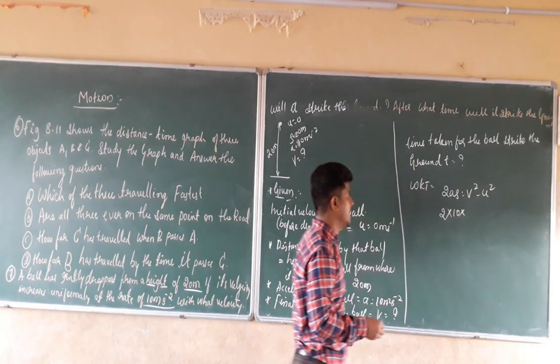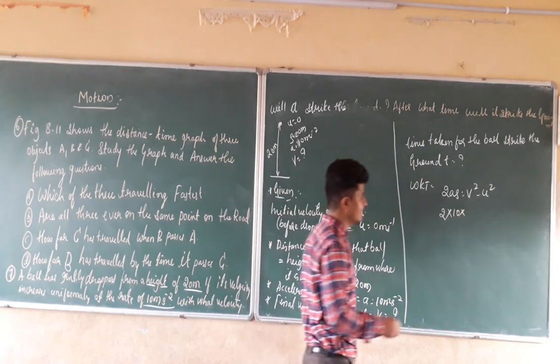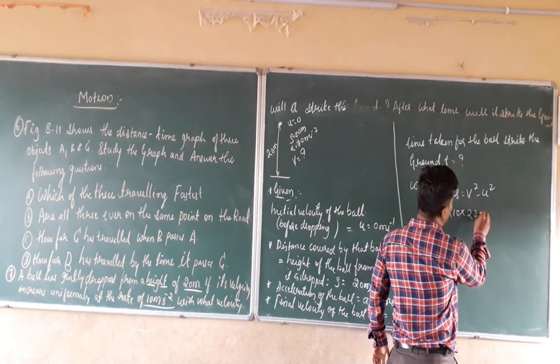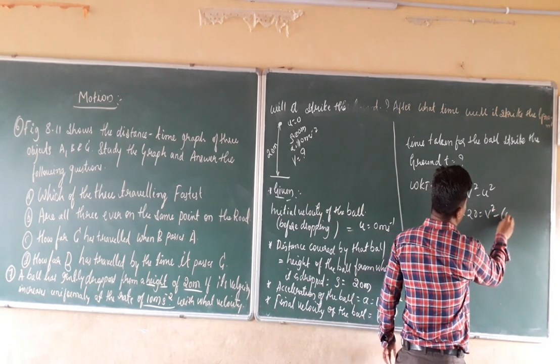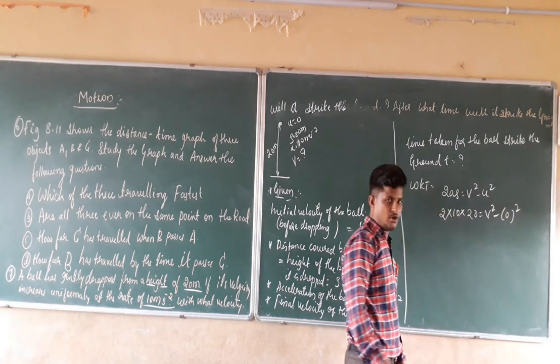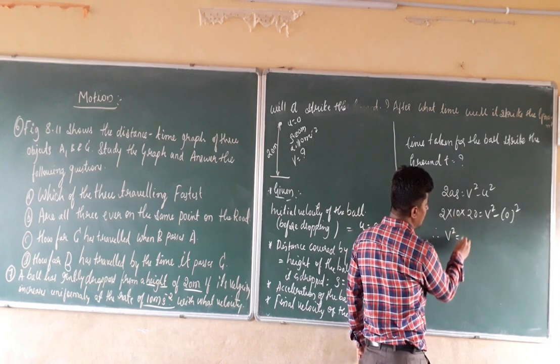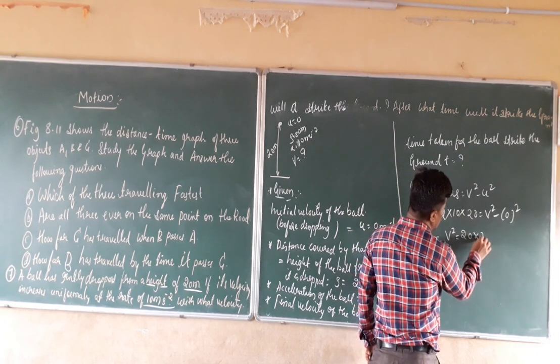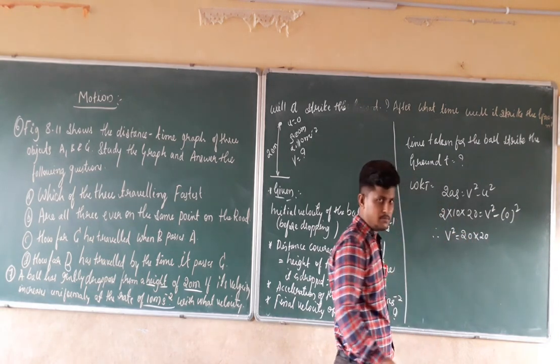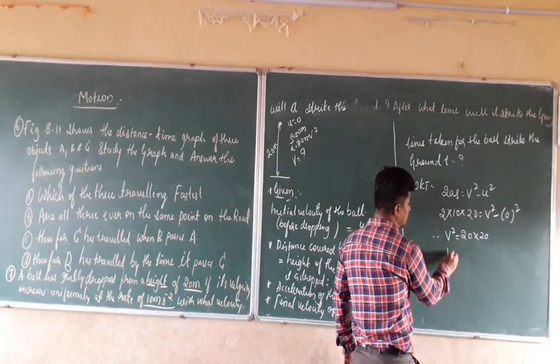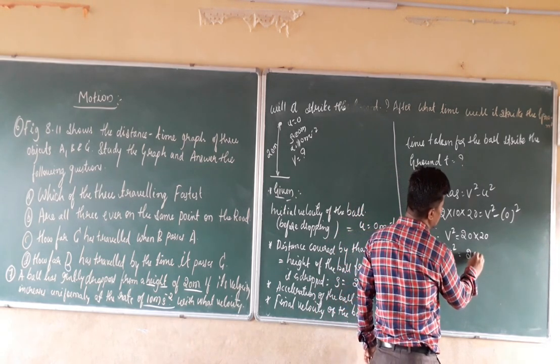Into s, which is given. s is nothing but the height of the ball, that is equal to 20. v square equal to... what is the value of u? That is nothing but 0 square. So therefore v square equal to 2 into 10 into 20, which is equal to 20 into 20. Therefore v square can be written as 20 square.